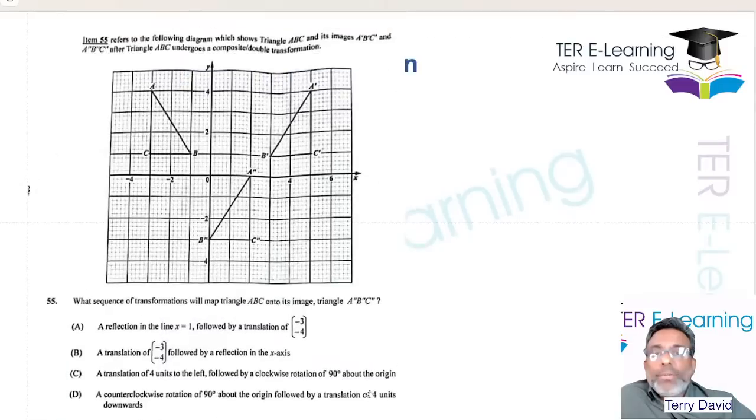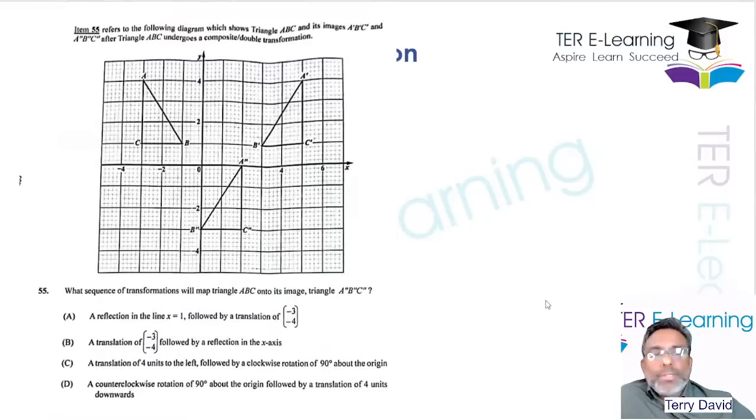What about this one here now? The diagram shows triangles ABC, A prime B prime C prime, and A double prime B double prime C double prime, after triangle ABC undergoes a double transformation. What sequence will map ABC onto A prime B prime C prime? This is your original triangle on the left hand side, and your final triangle is this one here. So they want you to say how you reached there.